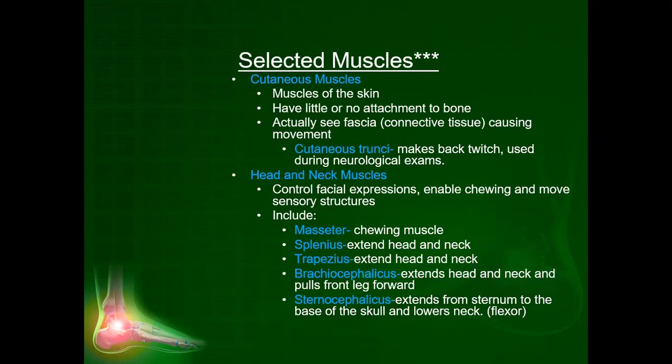How does the brachiocephalicus pull the front leg forward if it's in the neck? So it's in the neck, but it attaches at the clavicle and the scapulohumeral joint. Oh, front leg in animals. Front leg would be our arm. Are you thinking of your back leg? I was thinking humans, and I was like, yeah, front leg, forelimb, yeah, arm.